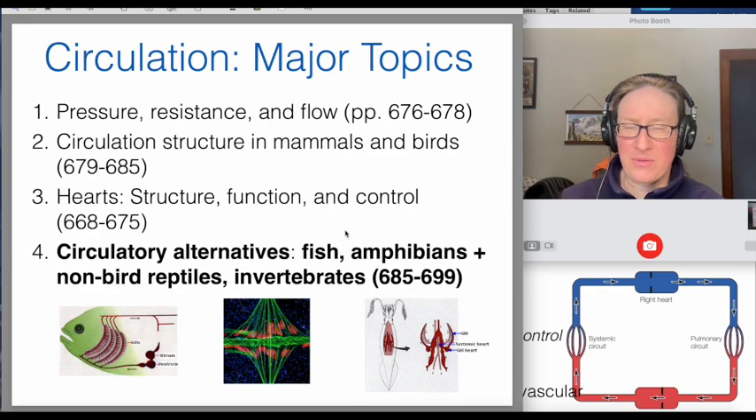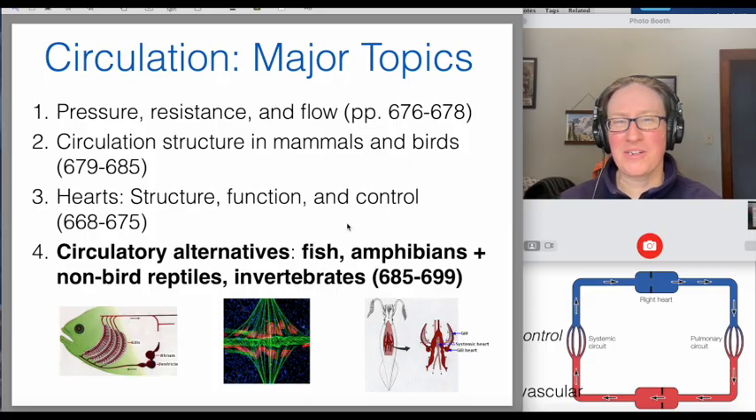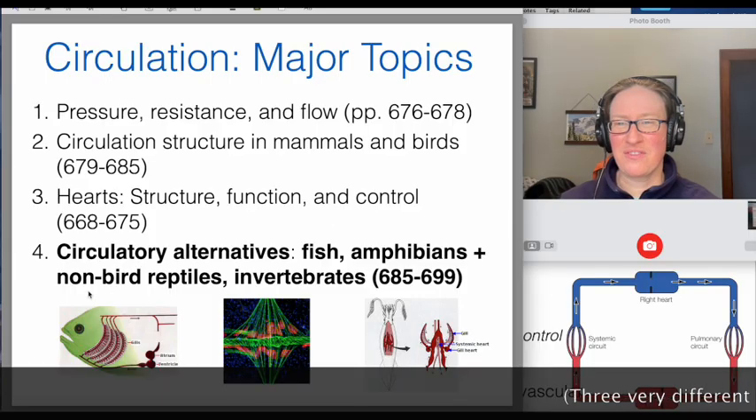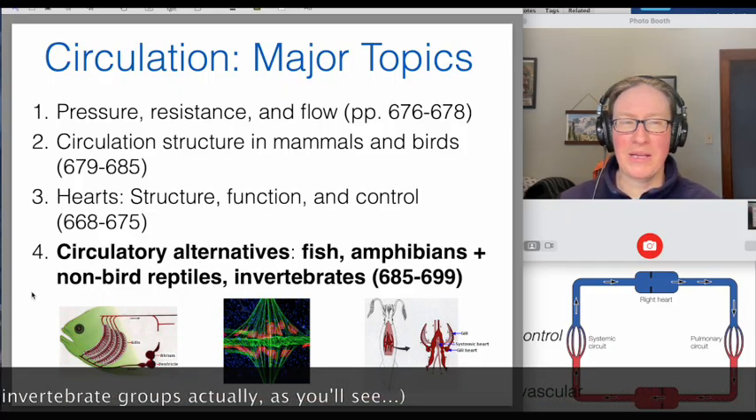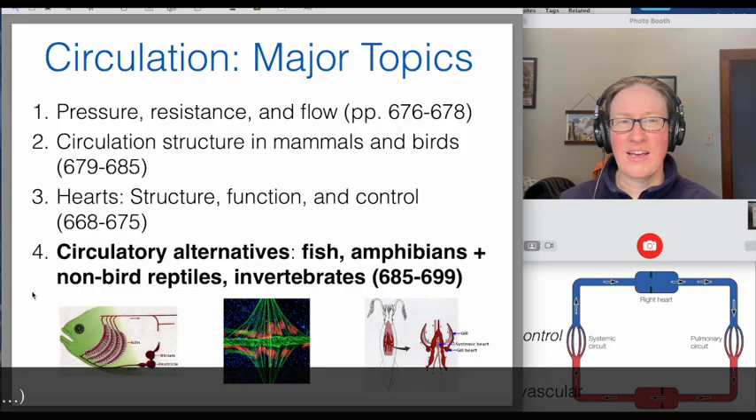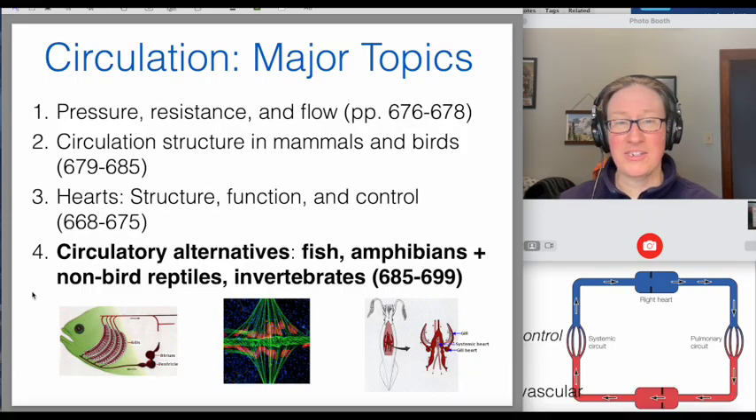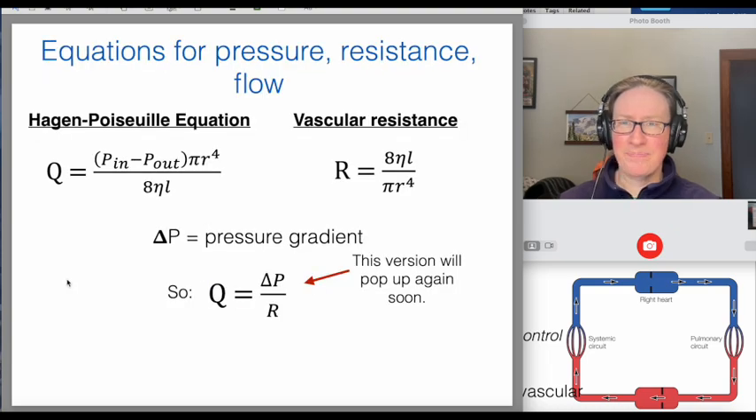All right, now that we've wrapped up our deep dive into heart structure, function, and control, it's time for us to explore some circulatory alternatives. So we're going to look at 4 different groups of organisms for this: fish, amphibians, and non-bird reptiles. Sorry, 3 groups really: fish, amphibians and non-bird reptiles, and the invertebrates. And again, we're going to use bird and mammalian circulatory structure and function as sort of our starting framework for understanding and appreciating these other circulatory systems in comparison.